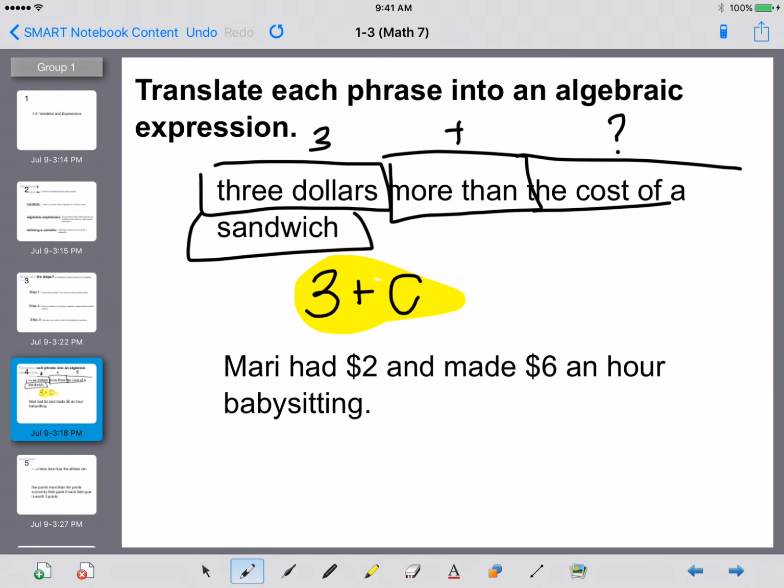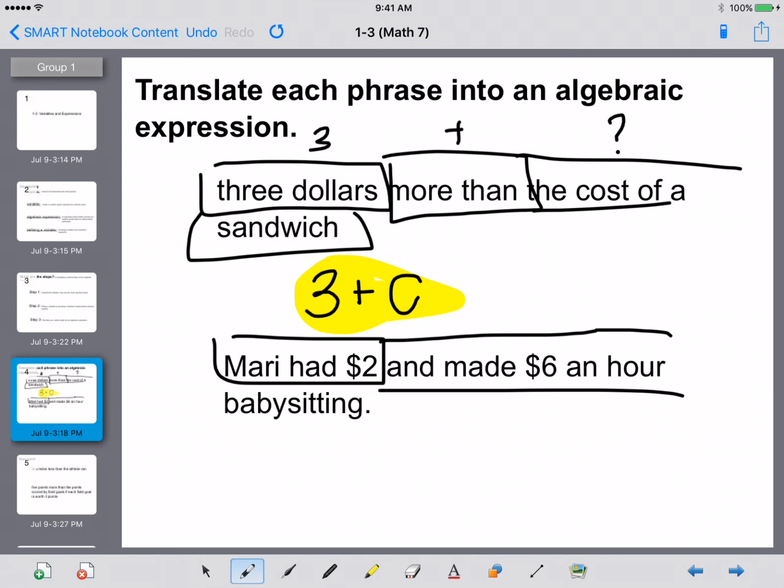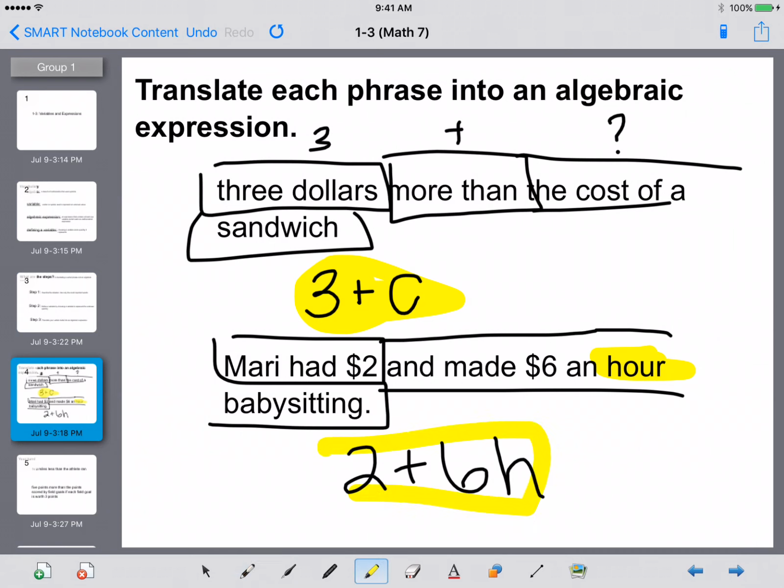Here it said Mari had $2 and made $6 an hour babysitting. So looking at that, our variable is the hours. How many hours did she work? We don't know. So she had $2, and then made $6 for every single hour. So I'm going to use 6 times h, because it's $6 for 1 hour, 6 times 2 for 2 hours, 6 times 3 for 3 hours. So there is our algebraic expression there.